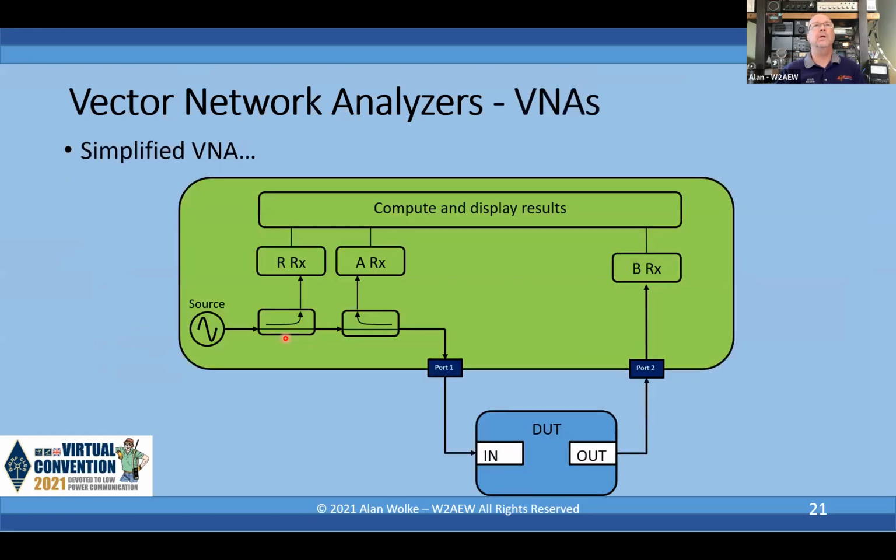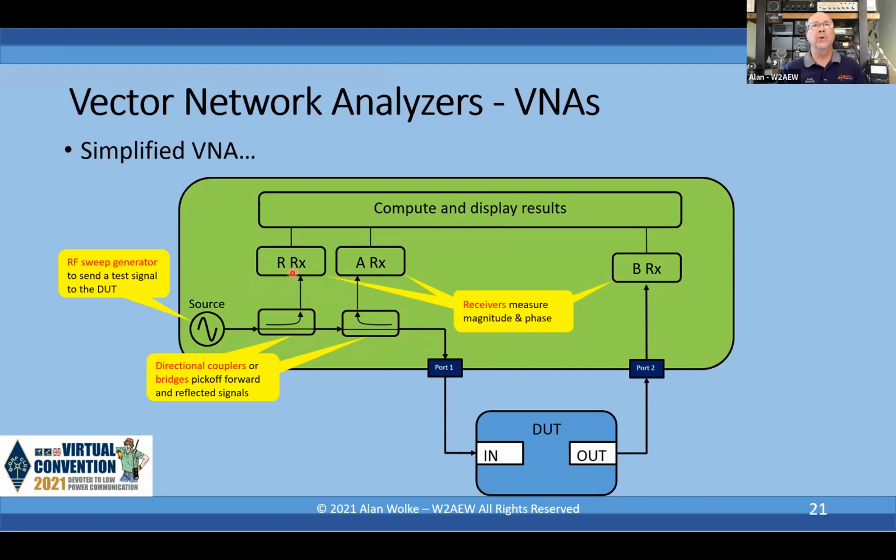Okay. So again, here's my simplified VNA diagram from my previous talk. We've got an RF source, which is a sweeping source, kind of like a tracking generator on a spectrum analyzer, that sends out a signal to our device under test through, in this case, port 1. We have a set of directional couplers that pick off and measure the amount of signal being sent and the amount of signal being reflected back from our DUT. And we call those receivers. So we'll call it R receiver, which is our reference receiver. So that's our reference of how much signal we're sending out.